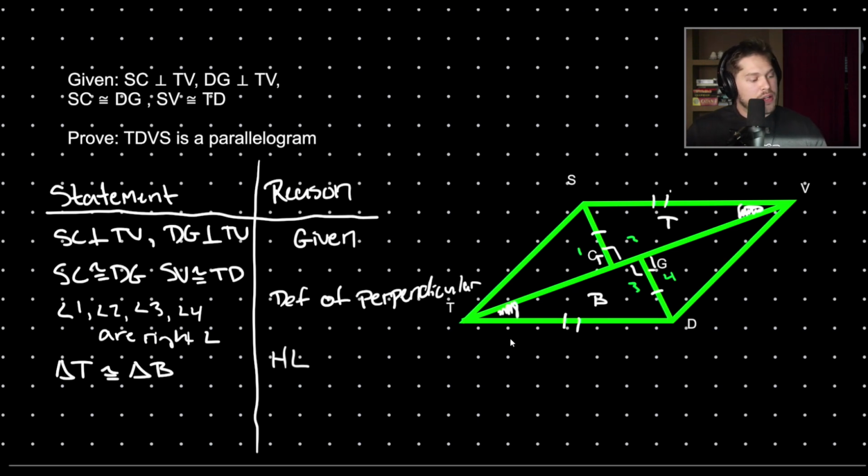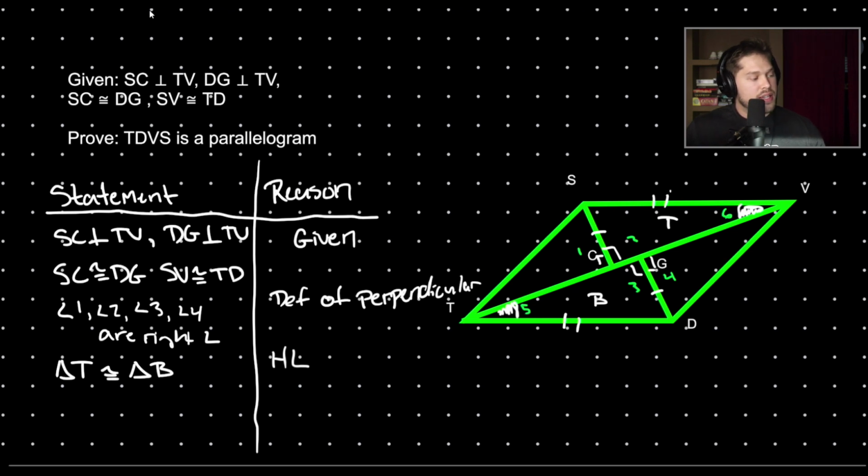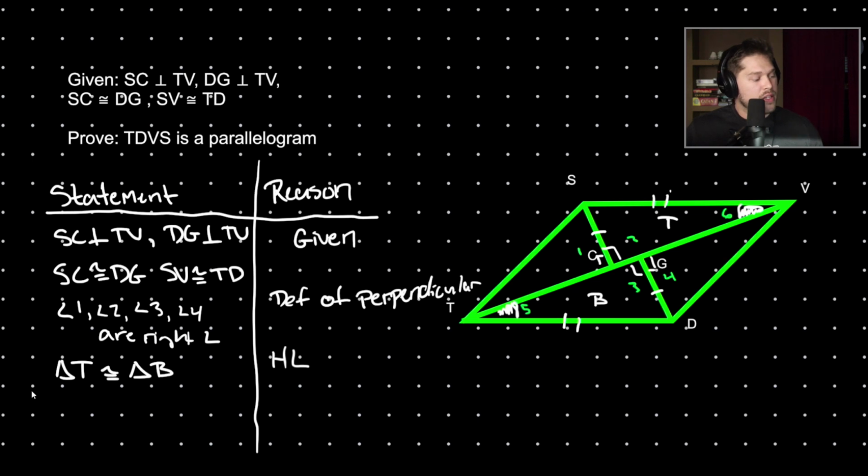Here I'll go ahead and call this angle 5 and angle 6, again just to save space in my statement and reasoning columns. So we're going to say angle 5 is congruent to angle 6, and that's because corresponding parts of corresponding triangles are congruent.